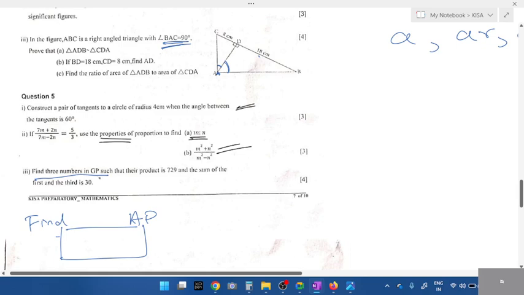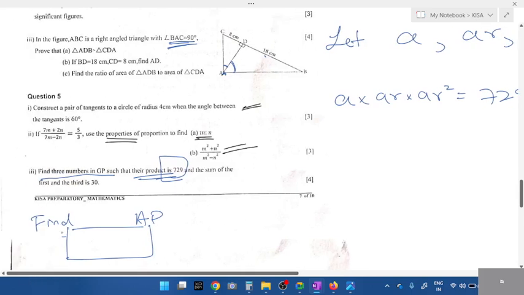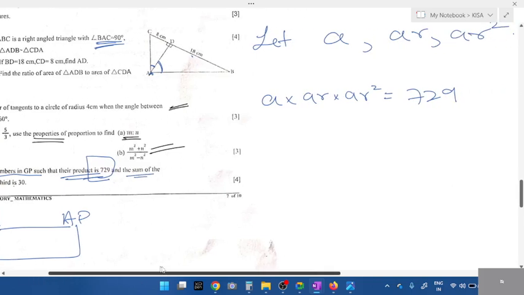Okay, what are the two things given? The first three numbers in GP, what is the product, students? The product value is 729. What do you mean by product? What do we do? Let three numbers. Product meaning is multiplication. If you multiply, what should we get? 729. And what's the second part? And the sum of the first and third number is 30.